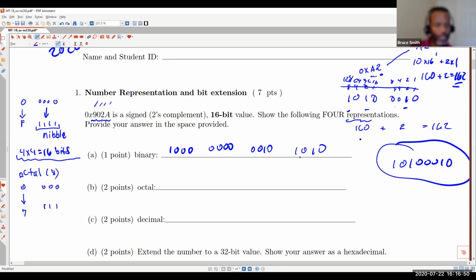But similarly, I can also take this and group it in 1, 2, 3, 1, 2, 3, 1, 2, and we're just going to have to populate that with a 0. So I can convert this into an octal value, where this is a 2, this is 1, 2, 4, this is 1, 2.